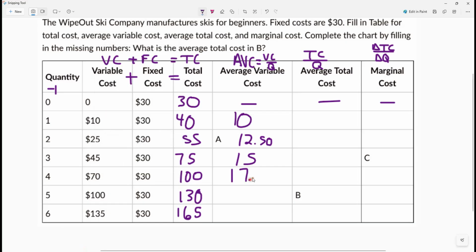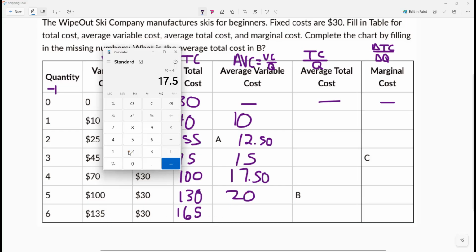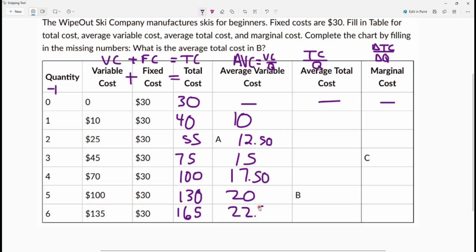17.5. Oh, I kind of see the pattern here. I'll bet the next one is 20 because they seem to be going up by 2.50. 100 over 5 is 20. And I'll bet this is 22.5, but better check. 135 over 6, and that's 22.5, or 22.50. Now we've filled in average variable cost.